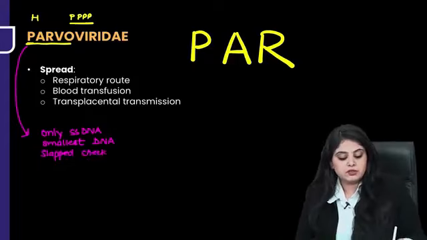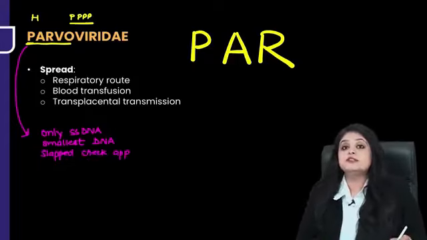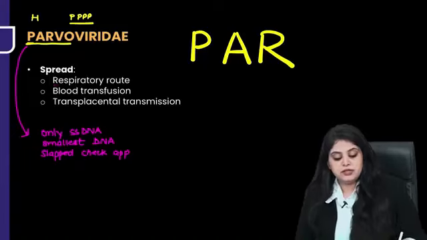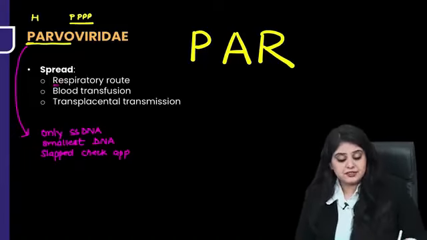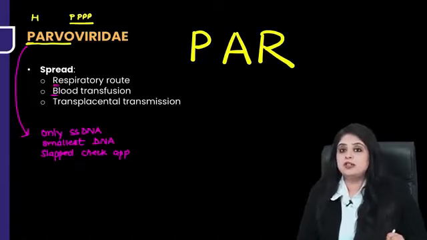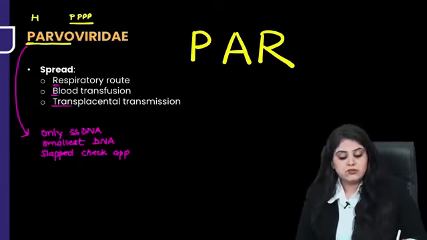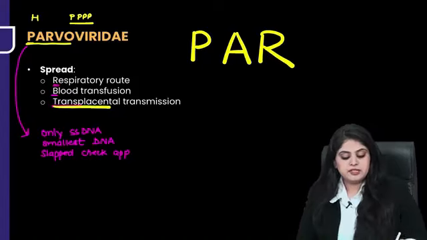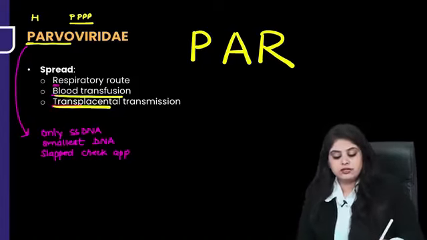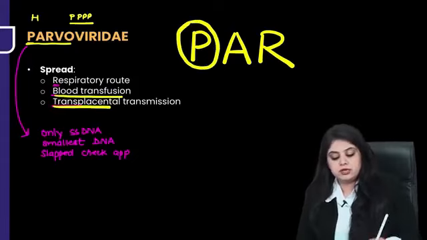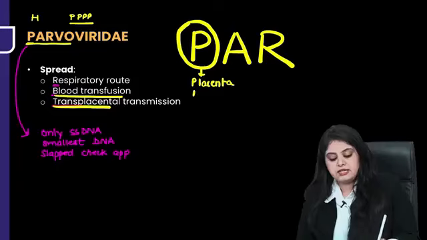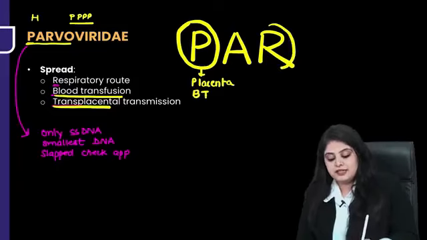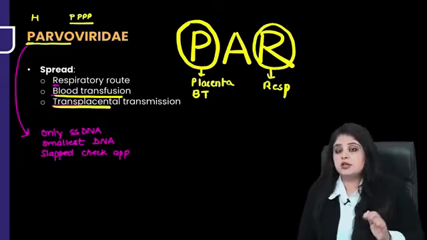Now what I want to ask you is, how does this disease spread? So please note, number one, via respiratory route. Next, it can go via a lot of blood transfusions, and it can also go via the placenta, so transplacental. So please remember, transplacenta and blood transfusion usually go together. So parvovirus ka number one mnemonic is that it can definitely go via the placenta and it can go via blood, and secondly it can go via the respiratory route also. This is one mnemonic for parvovirus.